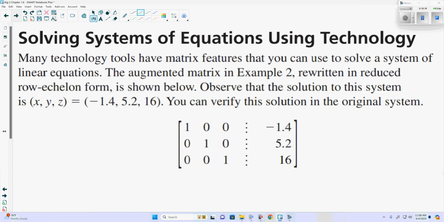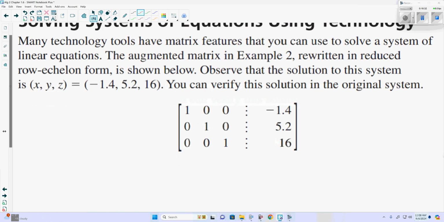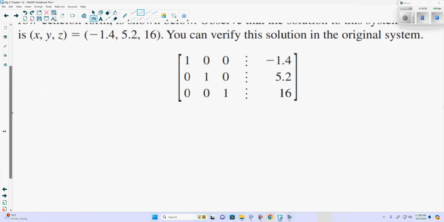Many technology tools have matrix features that you can use to solve a system of linear equations. The augmented matrix in example 2, rewritten in reduced row echelon form, is shown below. Observe that the solution to the system x, y, z is negative 1.4, 5.2, 16. So if we look at this here, we have this matrix, yes? Now when we kept writing these in augmented form, we wrote x, y, z is equal to our number for each equation, yes?